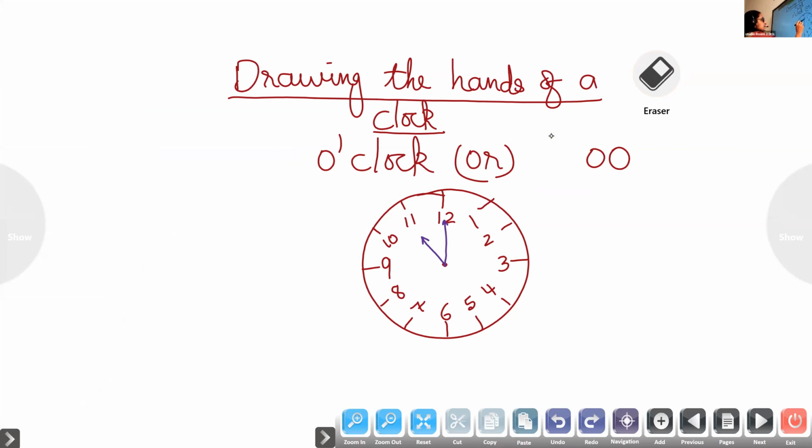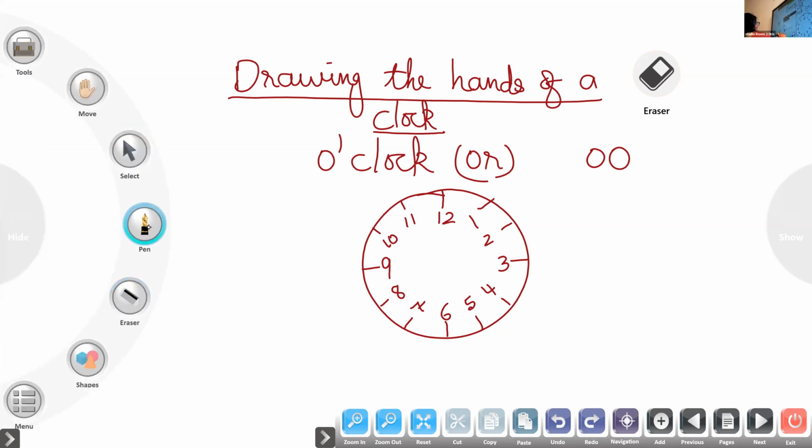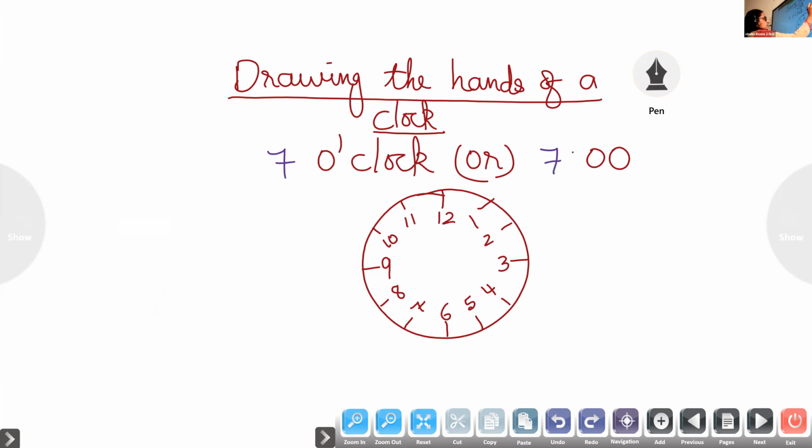Suppose the time is given as 7 o'clock. The point is here, the short hand is to be drawn to 7, but it should not touch the number. The long hand is to be drawn to 12, it should touch the number. This is 7 o'clock. This is the way the hands have to be drawn.